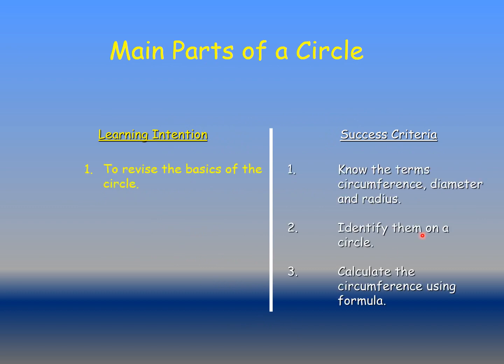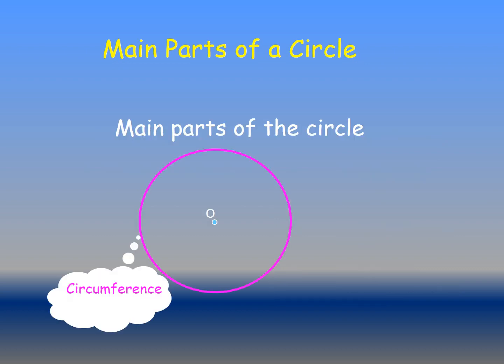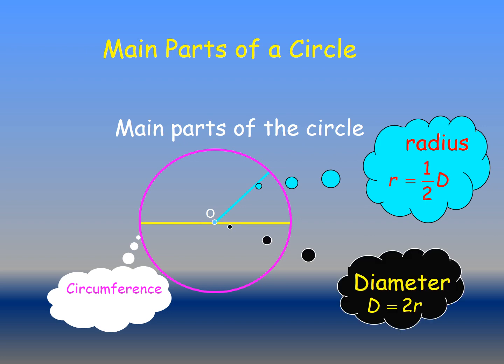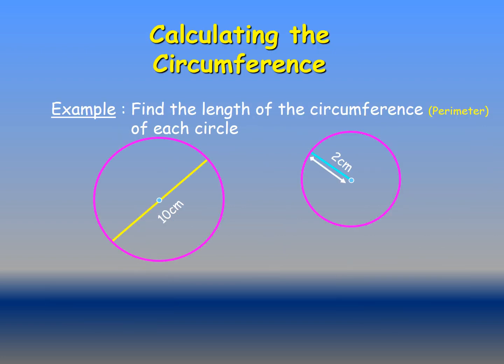Now we know what the circumference is, and we know the diameter and the radius. We are going to identify them on the circle and calculate the circumference using the formula. Calculating the circumference. Let's check an example. Find the length of the circumference, or perimeter, of each circle.